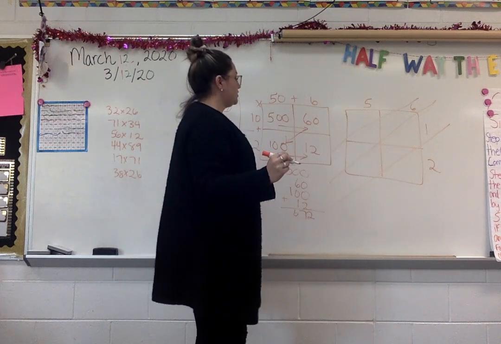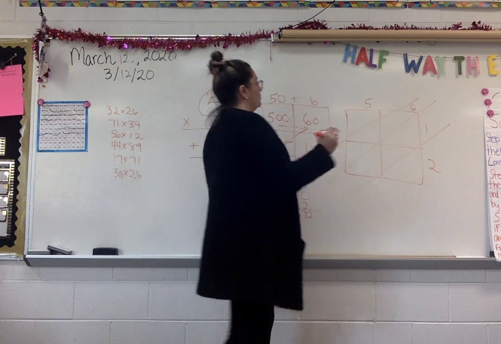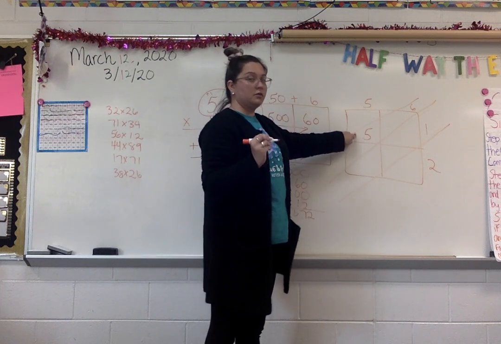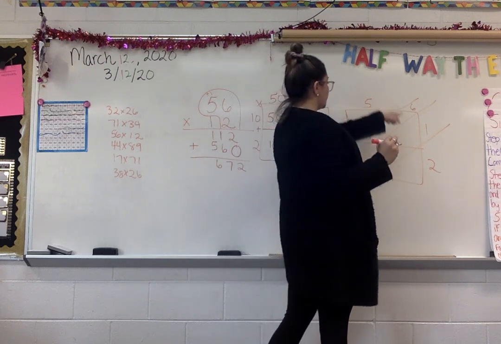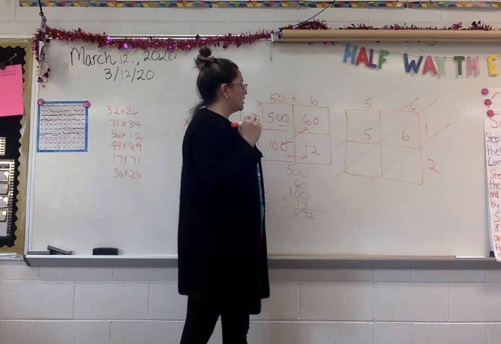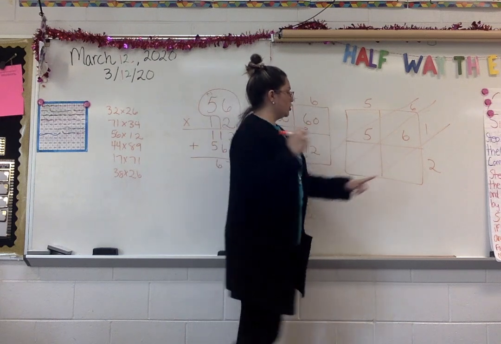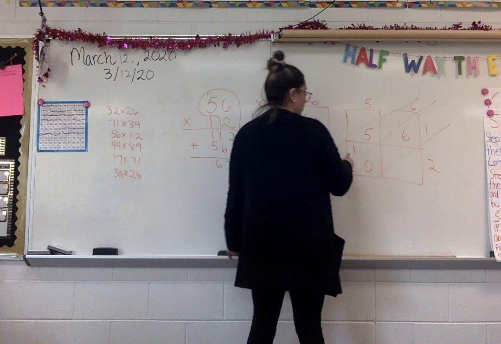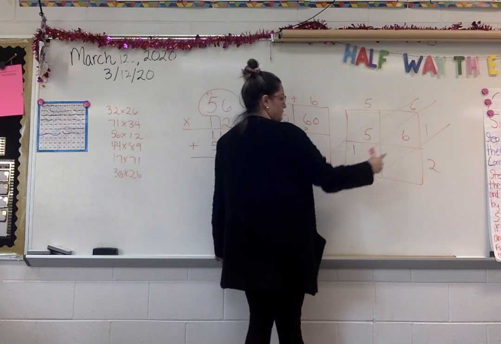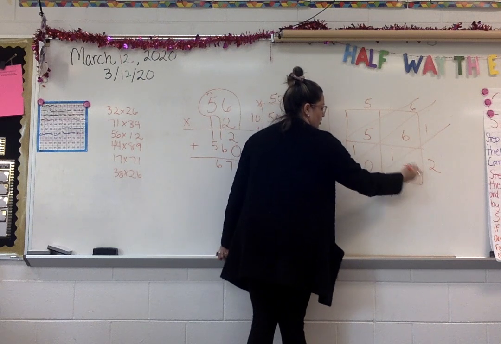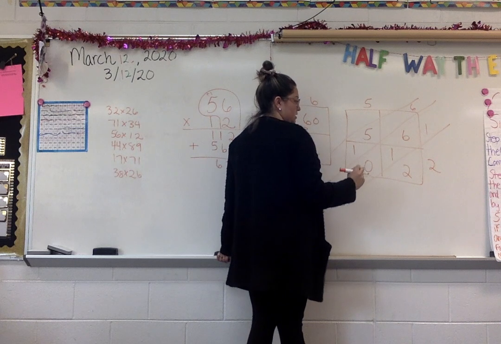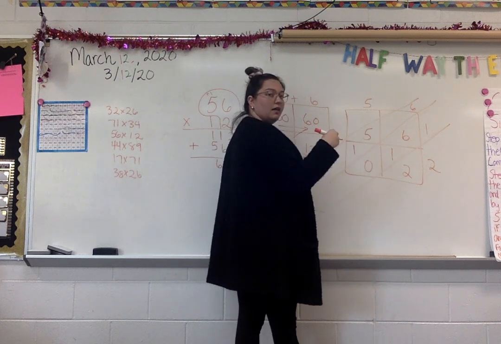All right. So I need to do 5 times 1, which will give me 5 in the bottom half of the first square. Okay. Then I need to do 6 times 1, which will give me 6 in the bottom half of the first square. Now I'm going to do 5 times 2 to give me 10. So I put a 1 in the tens place and a 0 in the ones place. And 6 times 2 will give me 12. So I put a 1 in the tens place and a 2 in the ones place. So now I just got to add them all up.